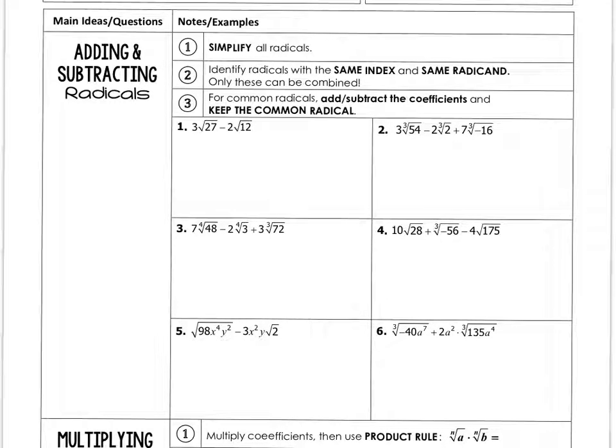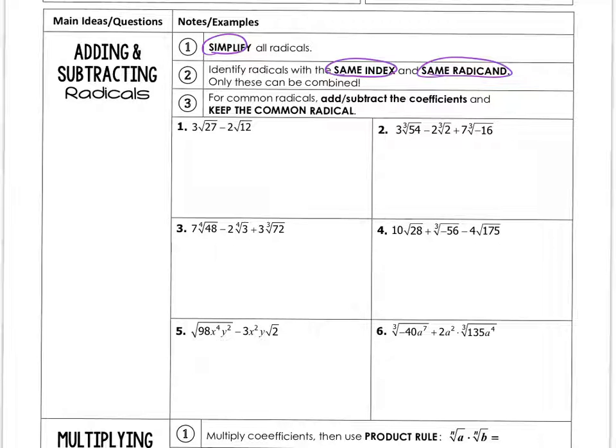In this part of the review, we're going to look at how to add and subtract and multiply radical expressions, okay? So to add and subtract, you first have to simplify all the radicals, then identify the radicals with the same index and same radicand, meaning square root and cube root have to be separated and grouped differently, but square root of 2 and square root of 3 also have to be separated and grouped differently. So only when they have the same index and same radicand can they be combined.